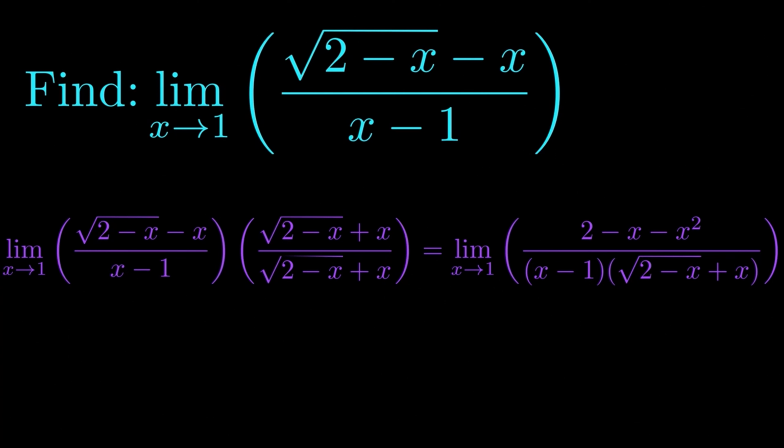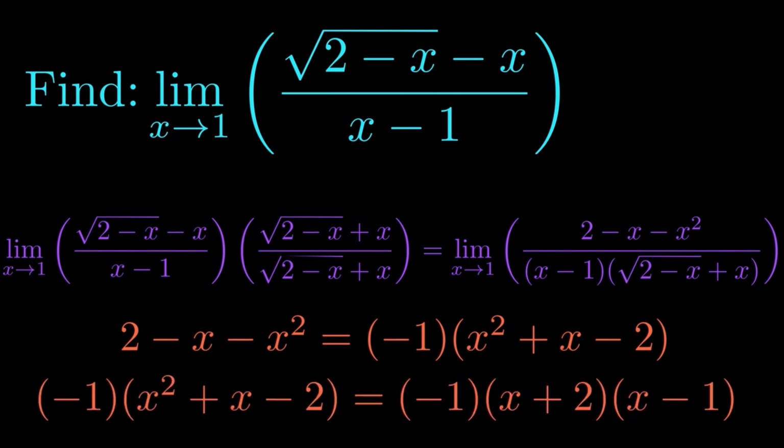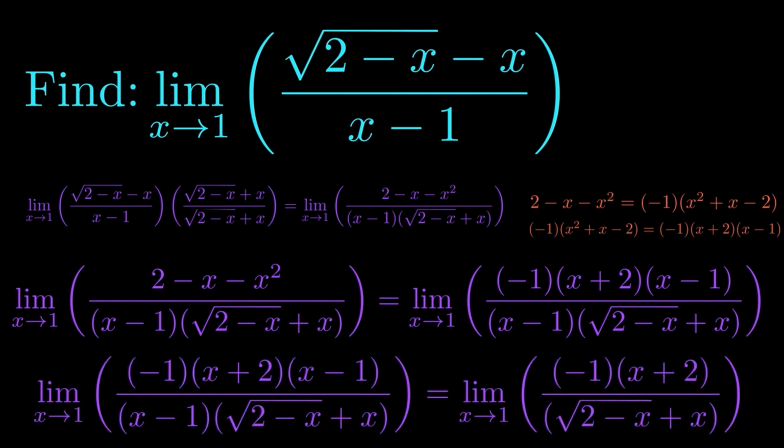Now, you might be unsure how to progress at this point. What you want to do is factor out a minus 1 from the numerator. So you have minus 1 multiplied by x squared plus x minus 2. And we can rewrite this expression as minus 1 multiplied by x plus 2 multiplied by x minus 1. So our limit becomes the limit as x approaches 1 of minus 1 multiplied by x plus 2 multiplied by x minus 1, divided by x minus 1 multiplied by the square root of 2 minus x plus x. Notice we have a factor of x minus 1 in the numerator and the denominator.